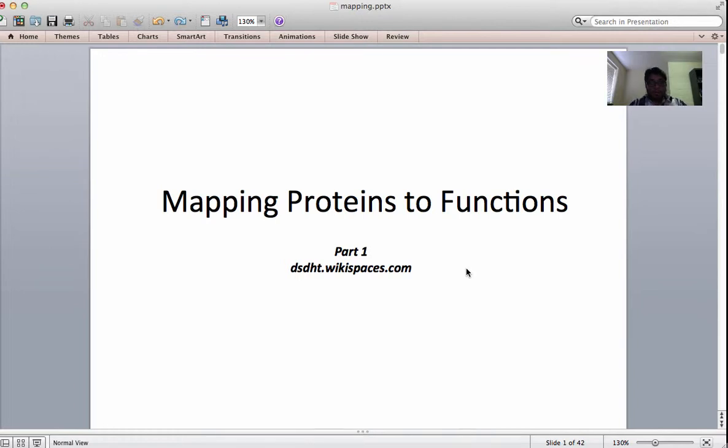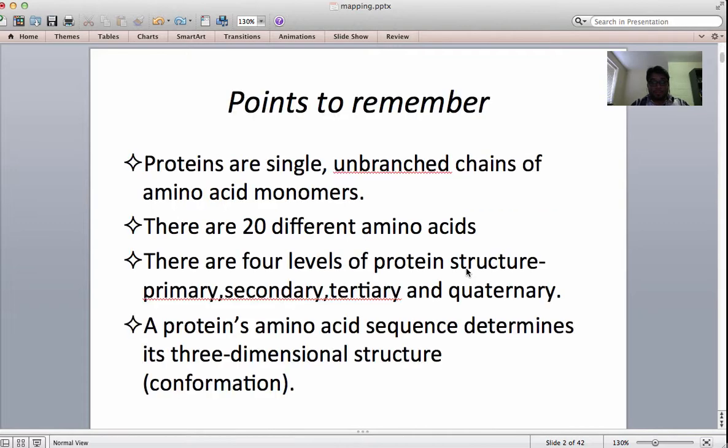Hello everyone. This section deals with mapping proteins to function. This section is mostly for bioinformatics, and for those who do cheminformatics as well as bioinformatics together, and it's heavily concentrated on the bioinformatics methods and the molecular biology methods and everything. So to start with, what we learned earlier: what are proteins?